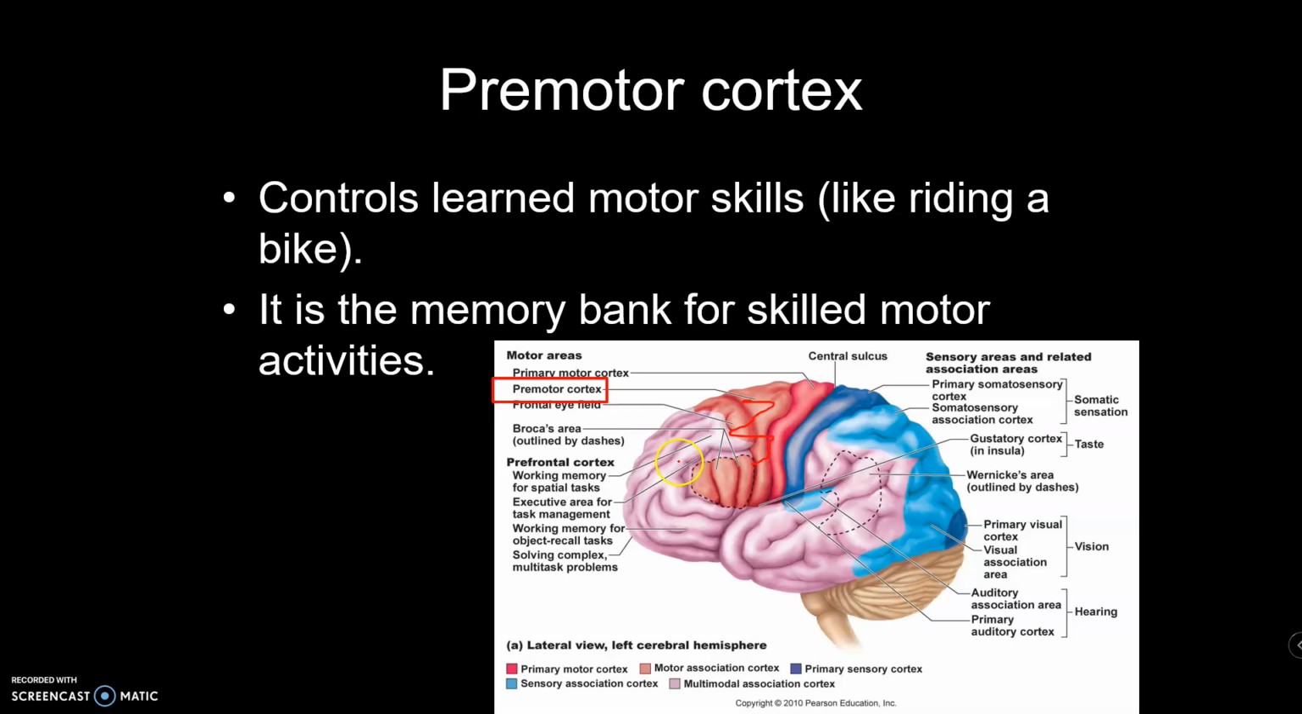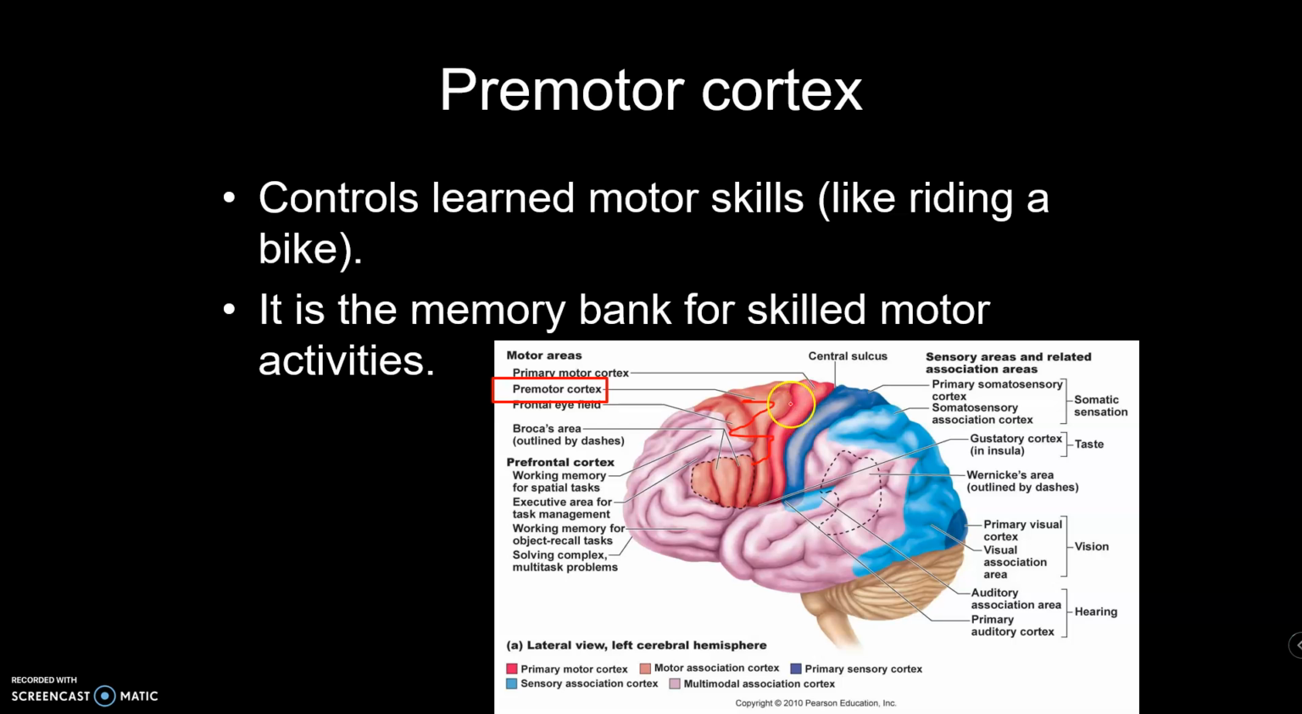When people have strokes and a certain part of the brain dies, we can look at what things people can't do anymore. So if a person has a stroke in the primary motor cortex, they can't actively think about doing a particular movement and do that movement anymore.